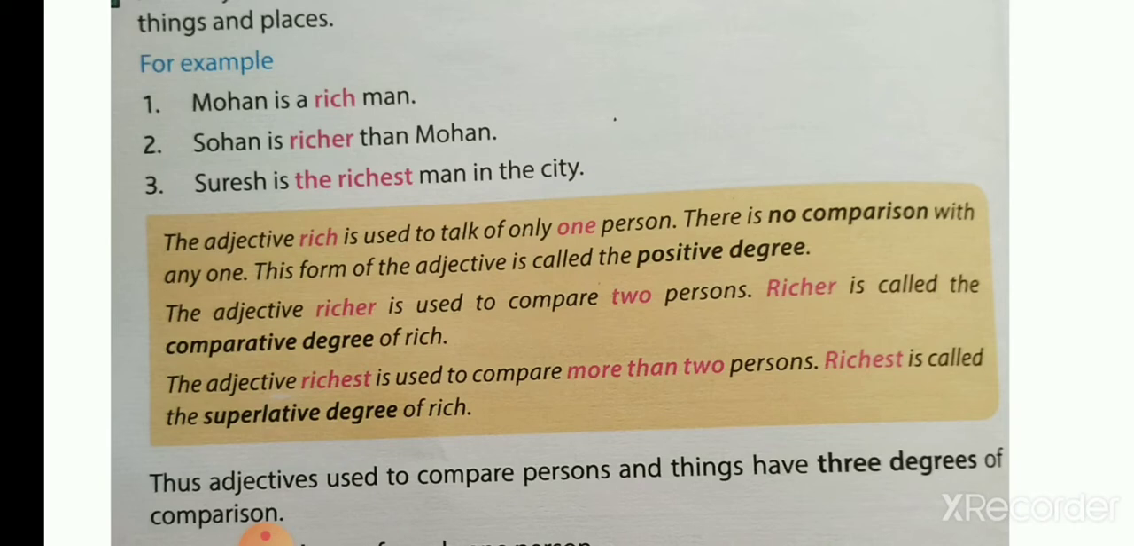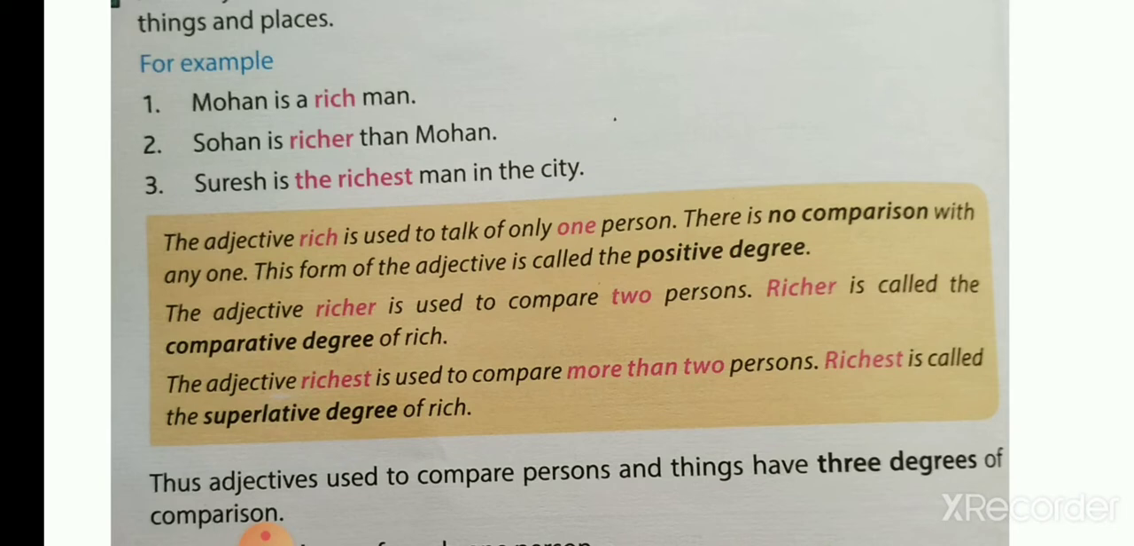Next one, the adjective richer is used to compare two persons. Richer is called the comparative degree of rich. So in the next sentence, Sohan is richer than Mohan, the word richer is used, which is comparing two people. So the word richer is a comparative degree. Third one, the adjective richest is used to compare more than two persons. Richest is called the superlative degree of rich. So this also is a superlative degree because it is comparing more than two or three people.